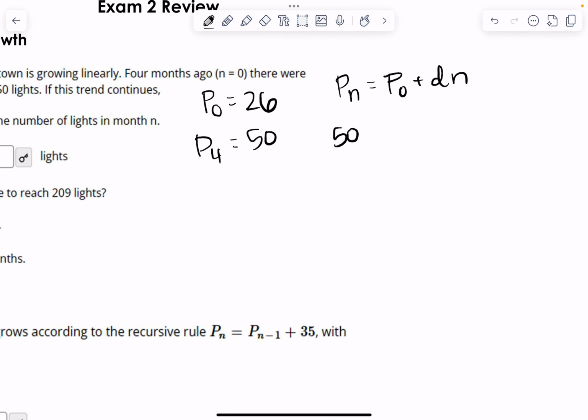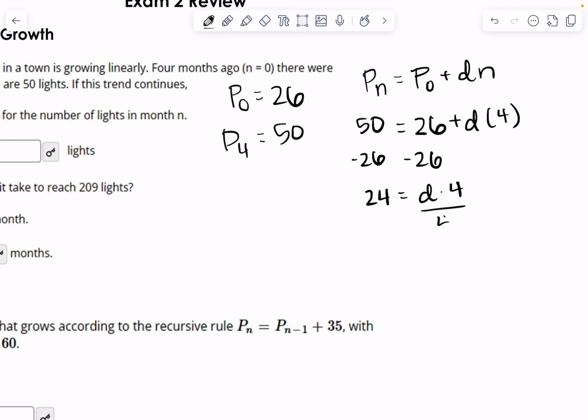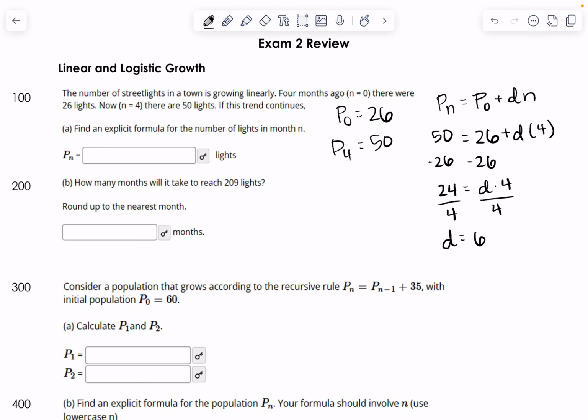So we know, let me do it in this order. The initial is 26. We don't know the rate, but we know after 4 years, the amount of streetlights is 50. So then we subtract 26. We get 24 equals D times 4. We divide by 4. D equals 6. So then we plug that back into our formula and we get 26 plus 6N. And that would be the explicit formula.